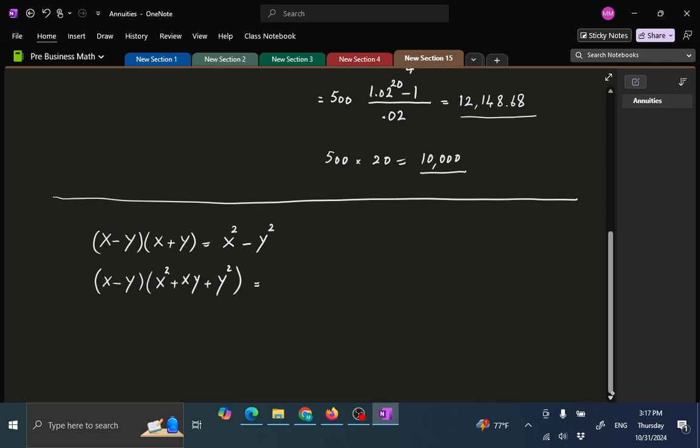X times x squared becomes x cubed, times the next one is x squared y. Next one becomes plus x y squared. Now y times this, y times x squared. So let me write it like here: minus y times x squared. Y times xy is minus xy squared. Y times y squared is minus y cubed. Notice that these cancel, and out comes something interesting: x cubed minus y cubed.